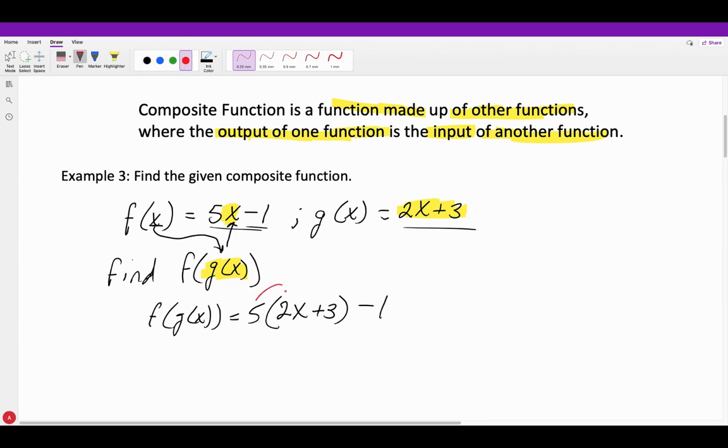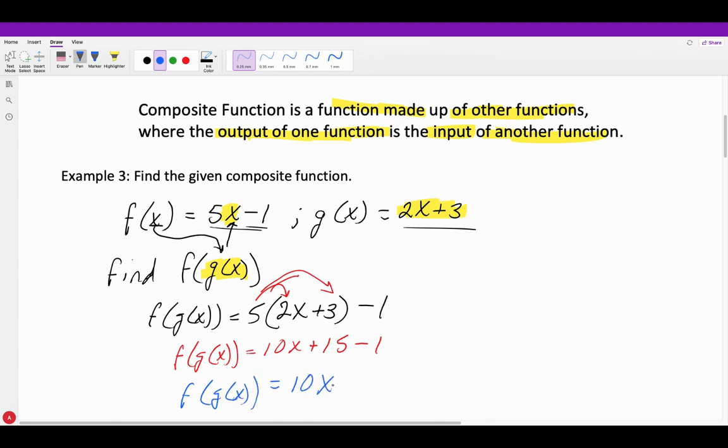So now we'll simplify. Well, 5 times 2x, now I have f of g of x is equal to 10x, because that's 5 times 2x, and 5 times 3 is now plus 15, and we still have that minus 1. So our final simplified version of this composite function is 10x plus 14. All right, so we can then just substitute it in and simplify to get that composite function.